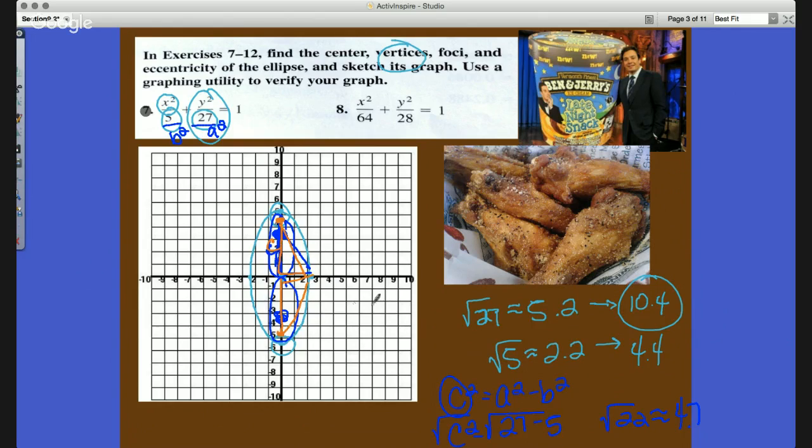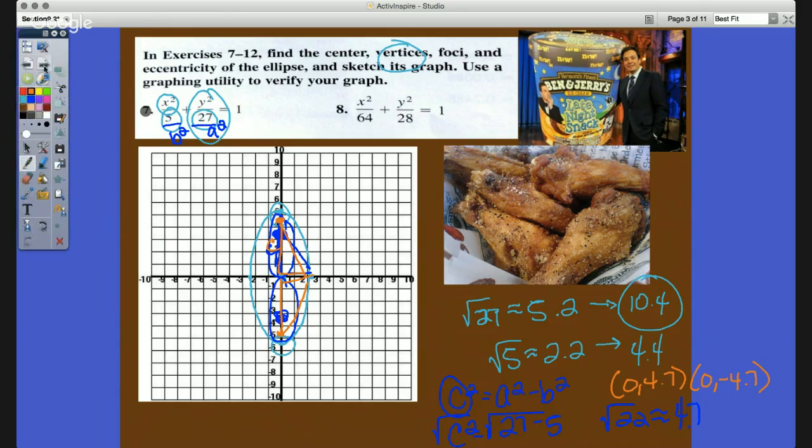So the foci would be at, there's 2 of them, right? 0, 4.7 and 0, negative 4.7. So those are my 2 foci points moving forward. Now, let's go to another one. Hopefully this will help us out a little bit.